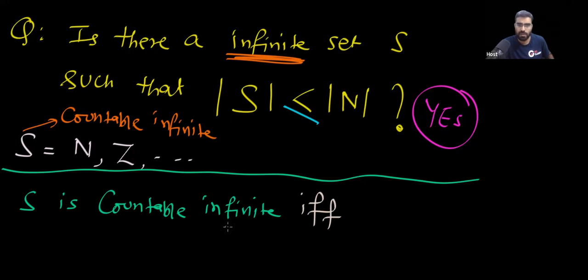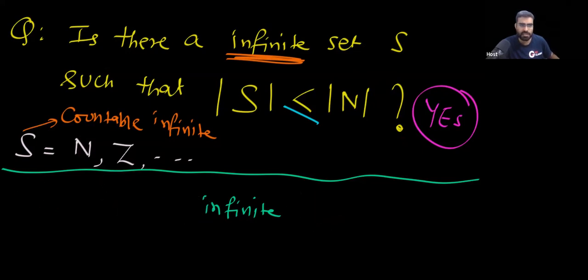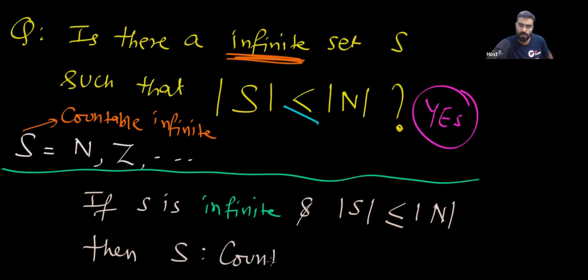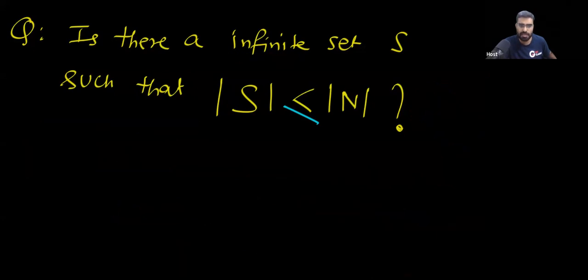If and only if. Tell me. So here this S will become countably infinite. If S is infinite and there is an injective function from S to N, then what will happen? Then S will be countably infinite. Okay, yes or no? Agree? So this is the point.